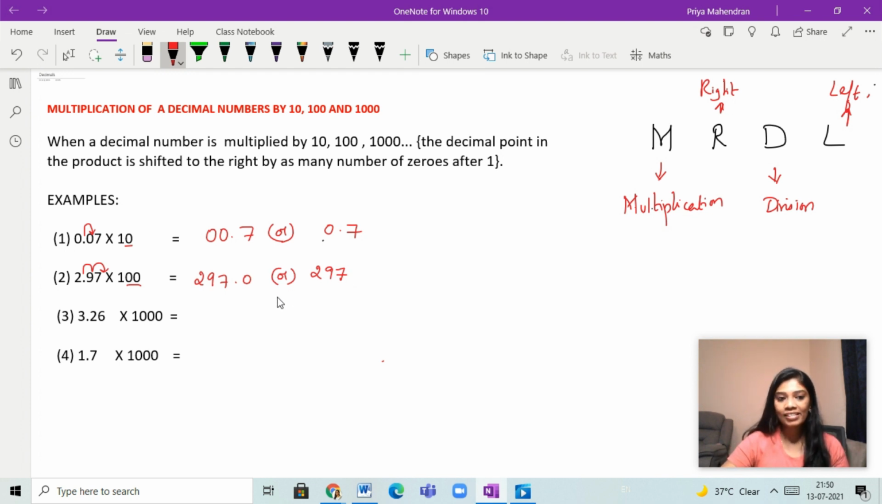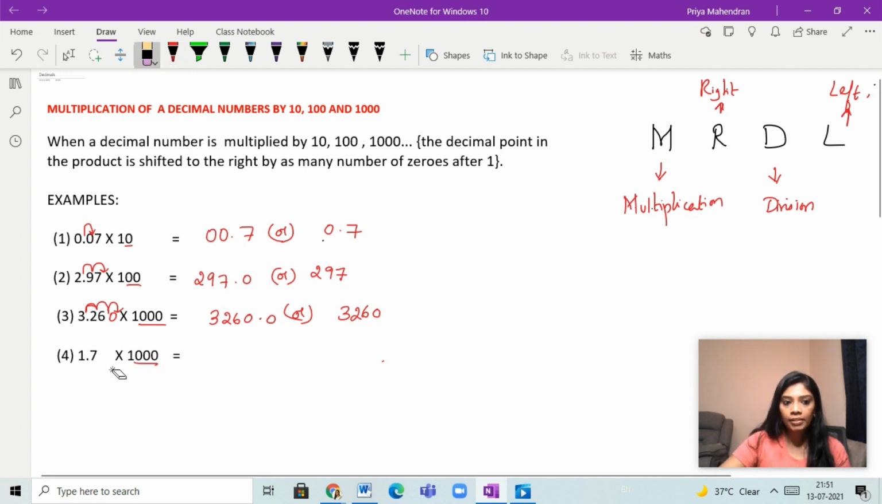Very interesting, isn't it? So I have to shift the decimal point to the right by three places. So I am shifting one, two. So I've already shifted two places to the right, but I need to shift three places, isn't it? But there are no more digits. So I can add zero and then I can shift. So it becomes 3260.0, or simply 3260. Do you understand? So if there are no possible digits to shift, just add a zero, then you can shift the decimal point accordingly.